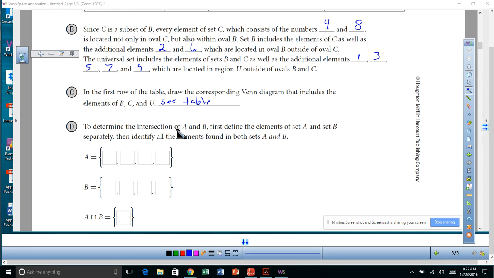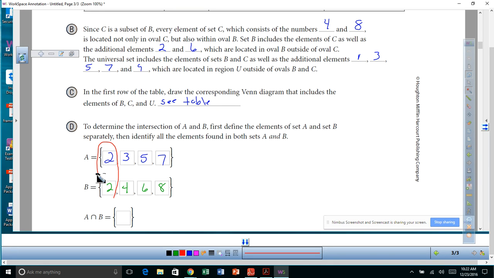To determine the intersection of A and B, first define the elements of set A and set B separately, then identify the elements found in both sets A and B. So in set A, there was 2, 3, 5, and 7. Those are the prime numbers less than 10. In set B, it was the even numbers less than 10, which is 2, 4, 6, and 8. Now, what is common to both?